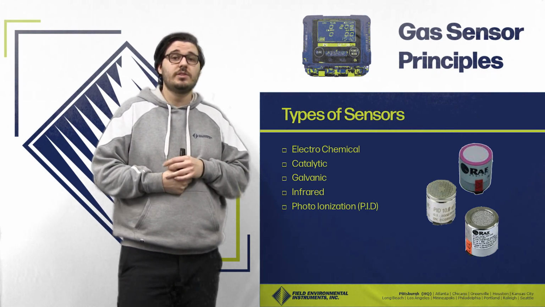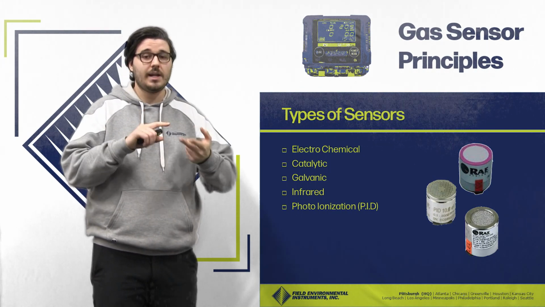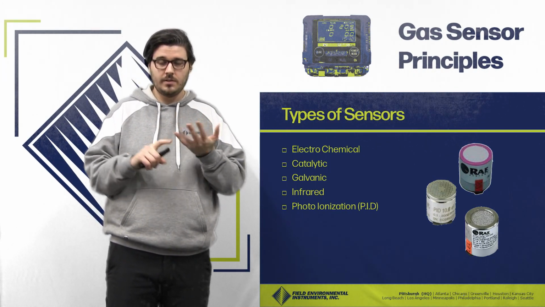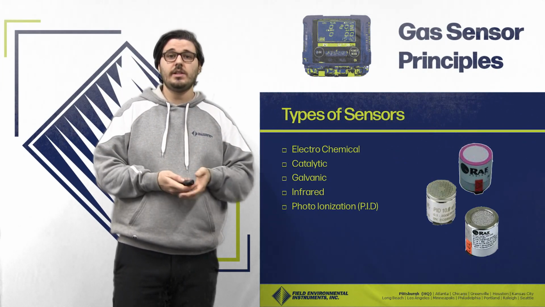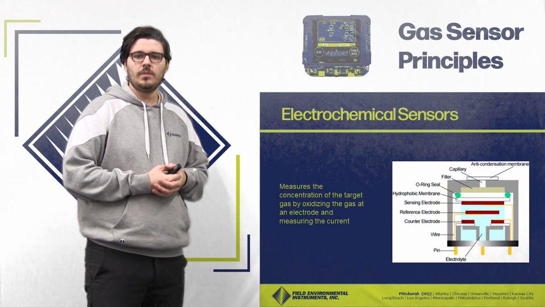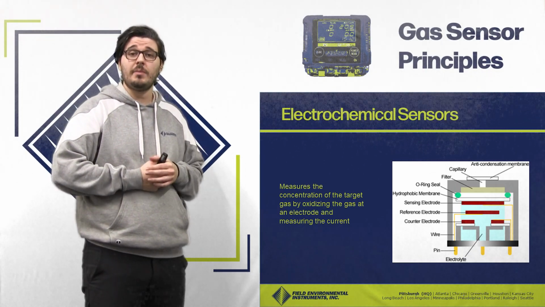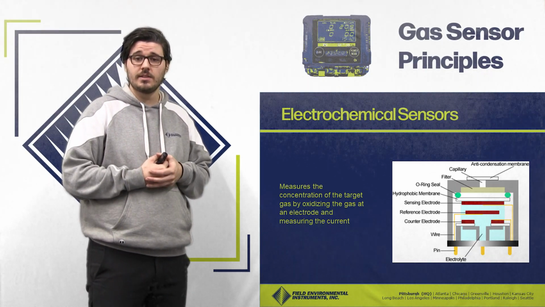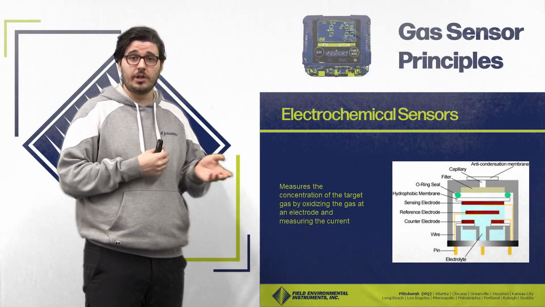So the types of sensors that we have in both of these units, we have electrochemical, catalytic, galvanic, infrared, and then photoionization, which is our PID. So electrochemical sensors are going to measure the concentration of the gas by oxidizing the gas at an electrode and measuring the current.